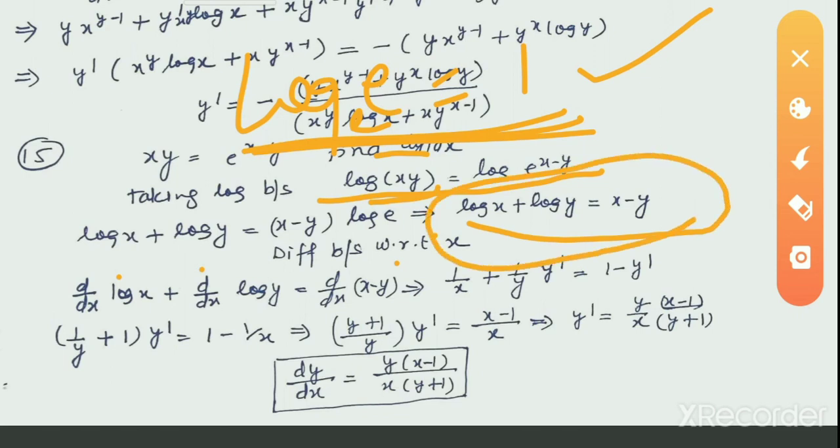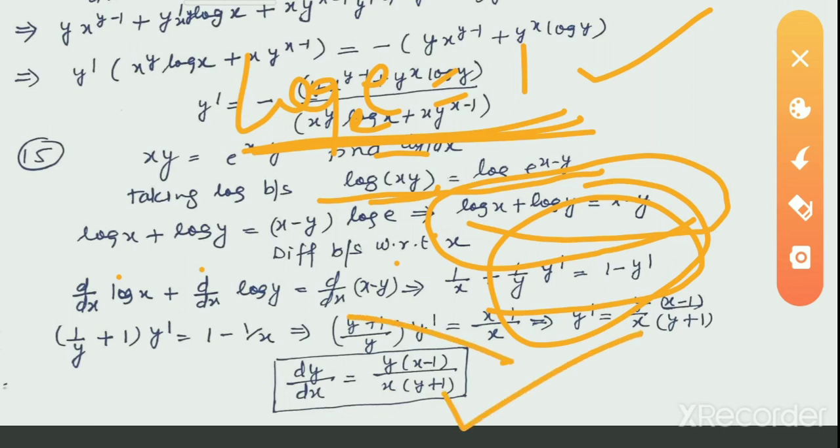Okay, now differentiating both sides with respect to x: d/dx of log x plus d/dx of log y is equal to d/dx of (x minus y). Now the derivative of log x is 1 upon x, the derivative of log y is 1 upon y times y dash, is equal to 1 minus y dash. Now taking y dash terms at one place, so (1/y plus 1) y dash is equal to 1 minus 1 upon x. Now after solving, you will get this solution.